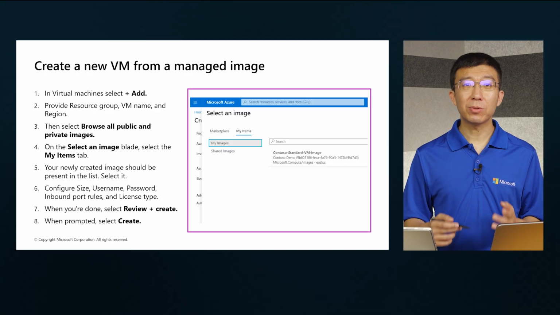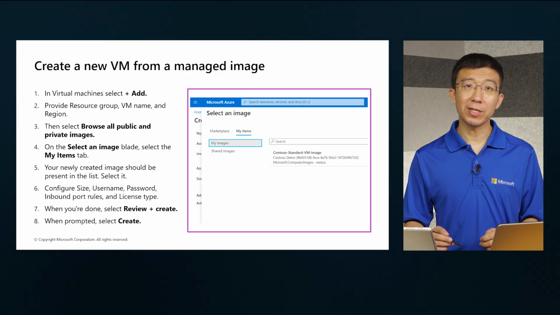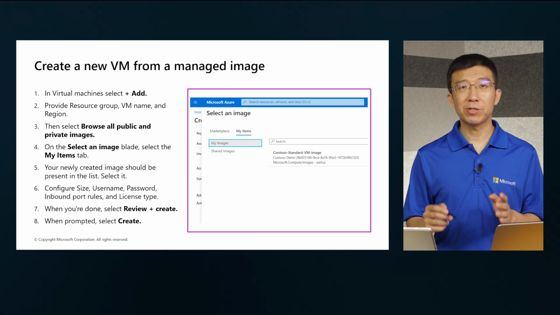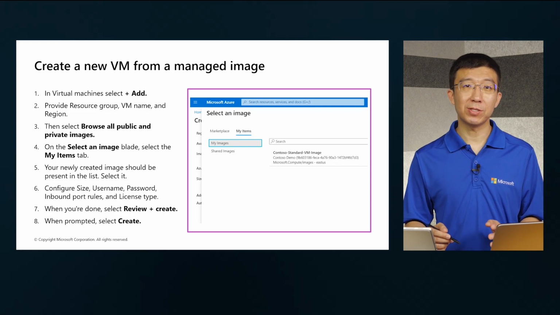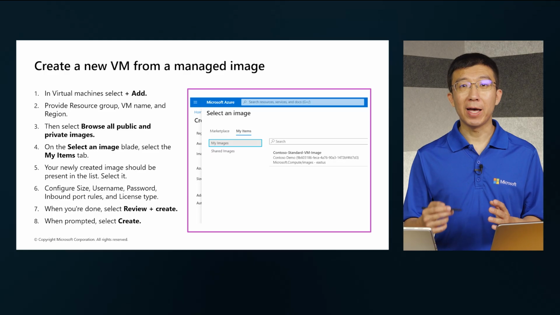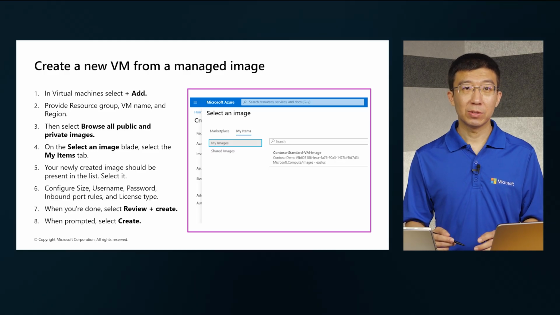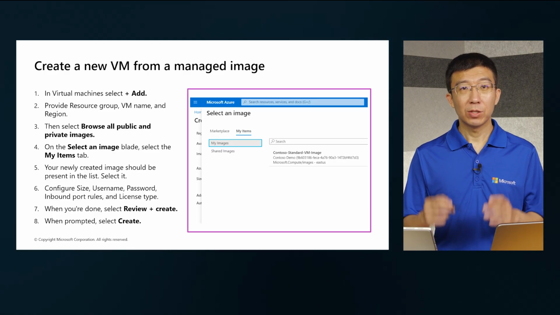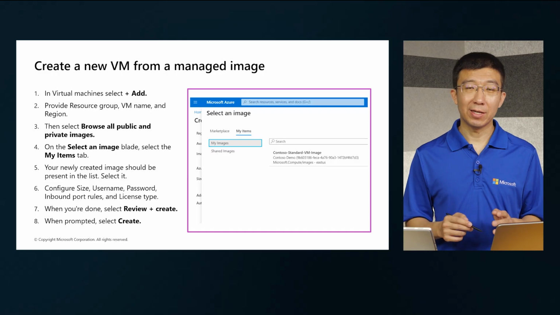Later, you can create a new virtual machine from a managed image. Click Browse all public and private images, and then select the My Items tab. Choose your newly created image.